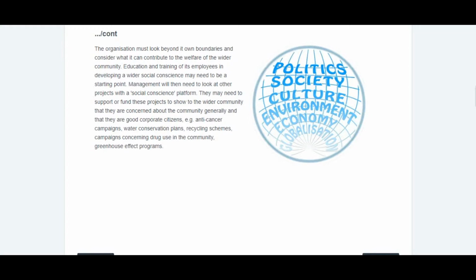Examples include anti-cancer campaigns, water conservation plans, recycling schemes, programs concerning drug use in the community, and greenhouse effect programs. These are some of the programs in which a corporation can participate and show its concern to society.